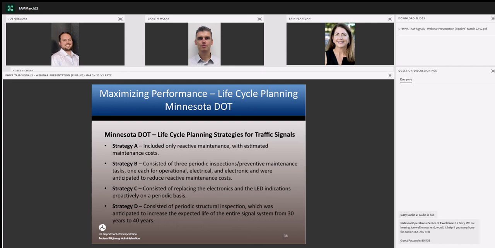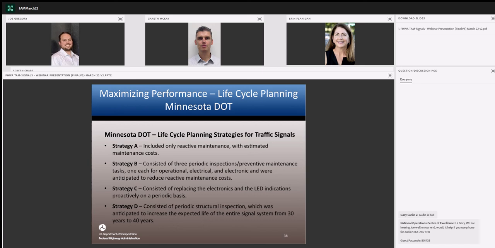I have an example here from Minnesota DOT. As part of their TAMP process, their last TAMP in 2019, they went through some analysis to look at different life cycle planning strategies for their traffic signals. Strategies A to D listed here looked at a number of different approaches.